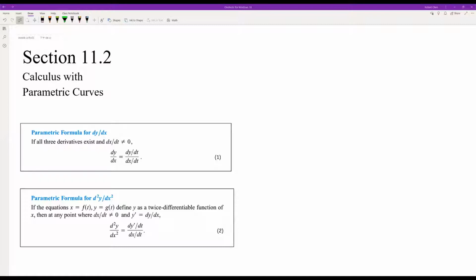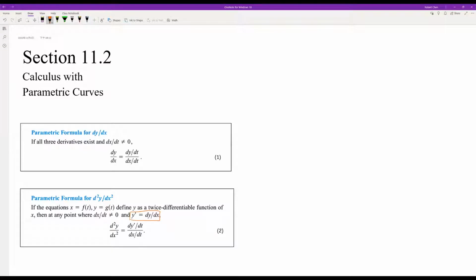It's actually pretty easy. dy/dx, let's look at the first one. dy/dx is equal to (dy/dt) over (dx/dt). It's pretty straightforward. And the second derivative is a little trickier. The second derivative, d²y/dx², is (dy'/dt) over (dx/dt), where y' is dy/dx, which we would get from the first formula.